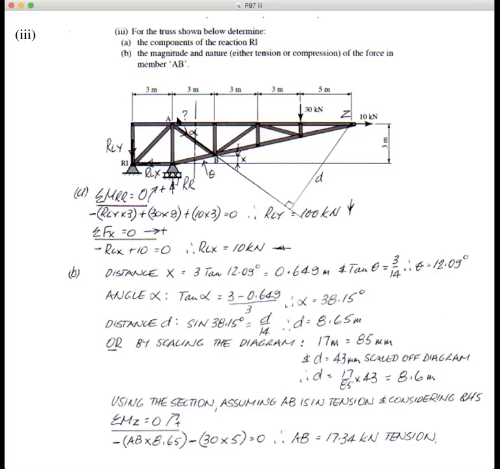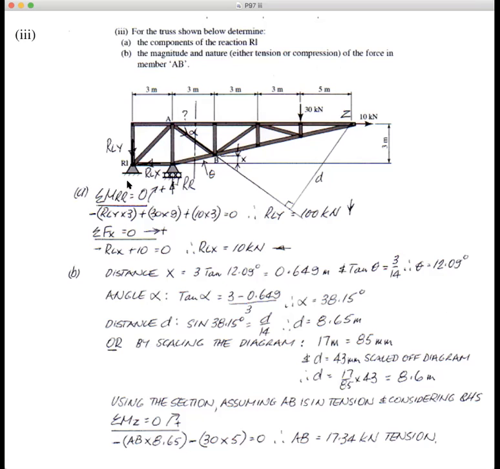Then we've got to find the magnitude and nature, either tension or compression, that's what nature means, of the force in member AB. Now, there's AB there. This gave the students a few hassles because they had to use trigonometry, and it's a bit of a roundabout way. But I'll show you a quick way of determining it if the trigonometry mucks you around in the exam.